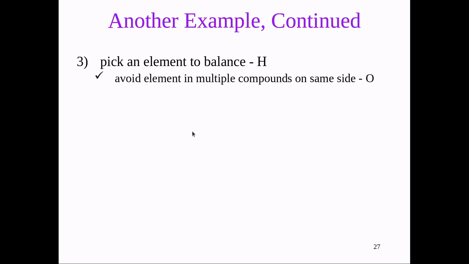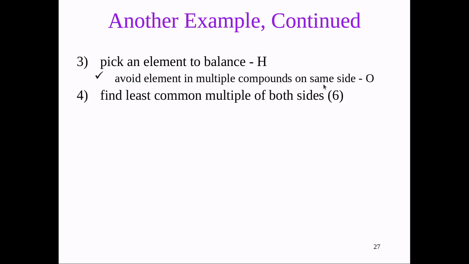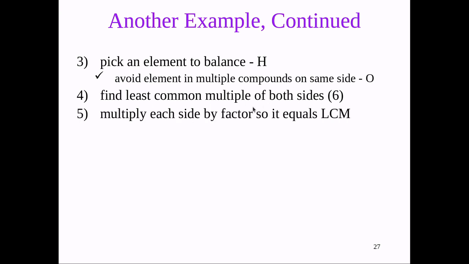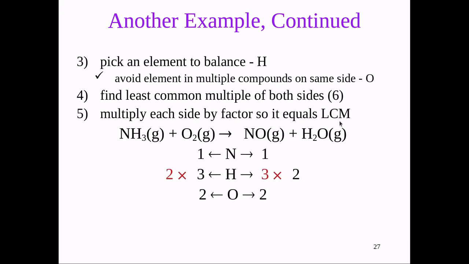So it's also nice to remember that we want to avoid elements in multiple compounds on the same side. So oxygen was in NO and water. You don't want to start with that. We're going to find the least common multiple of both sides, and then we're going to multiply each side by a factor so it equals the LCM.